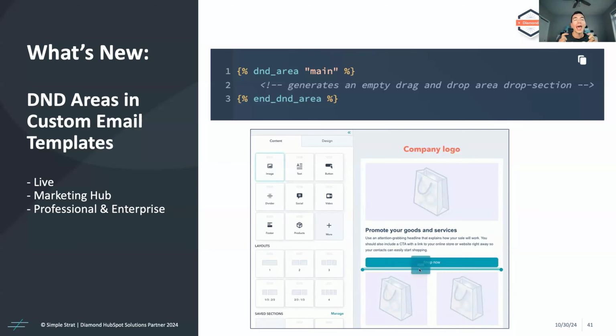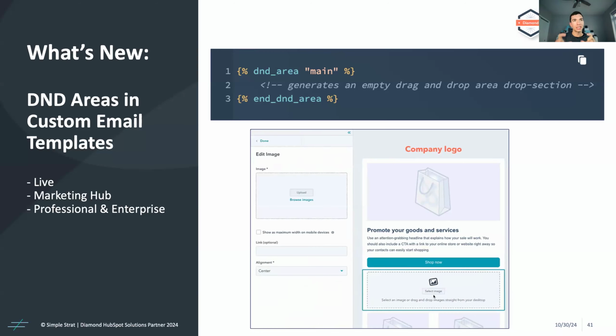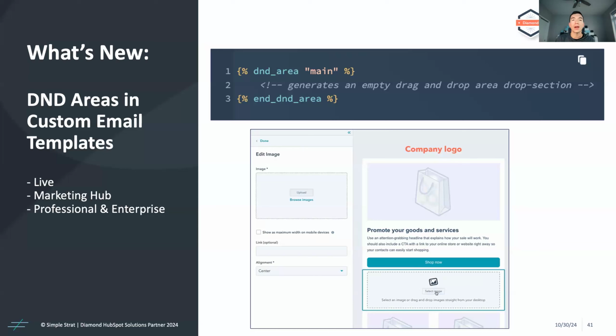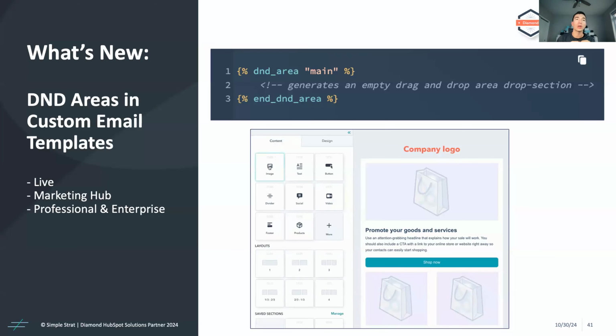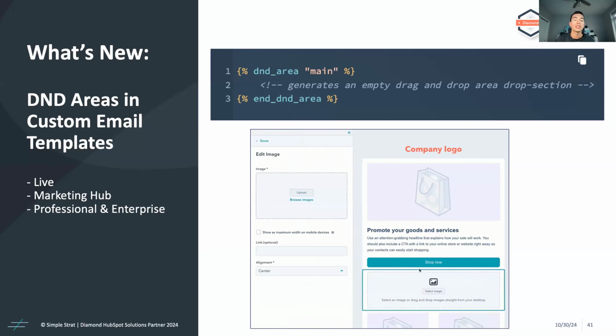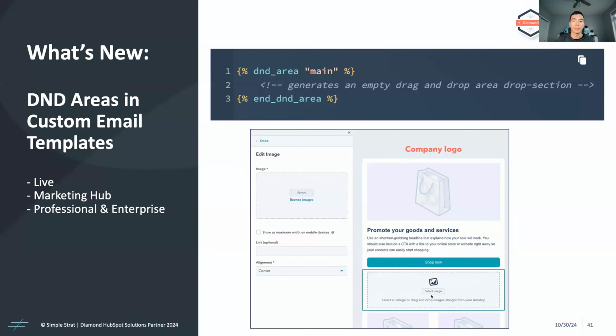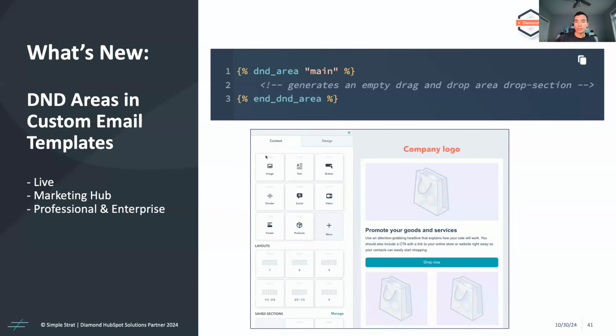But then also add drag and drop areas into the template. So in those areas, marketers can drag and drop and edit however they'd want to. You can leave a blank drag and drop area, or you can pre-fill a drag and drop area with modules if you want to make it even easier for the marketers. So a great way to give marketers some flexibility while maintaining brand consistency in areas that you really want to, and give them the best of both worlds there.